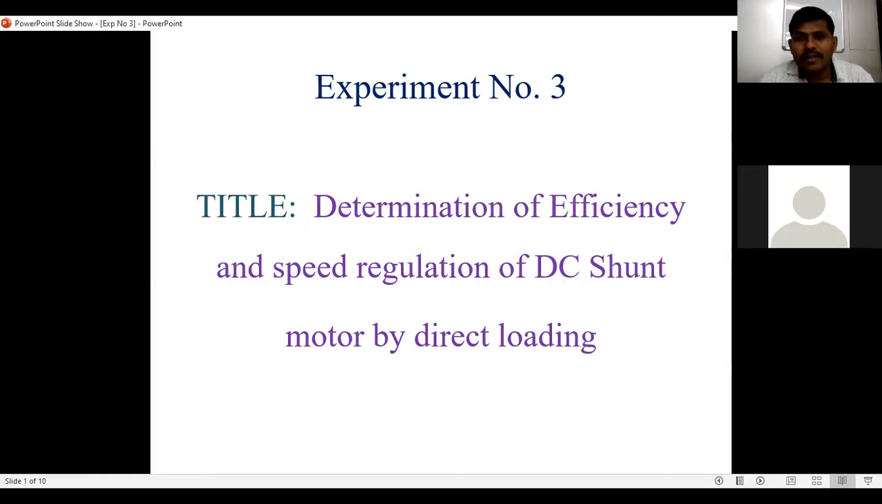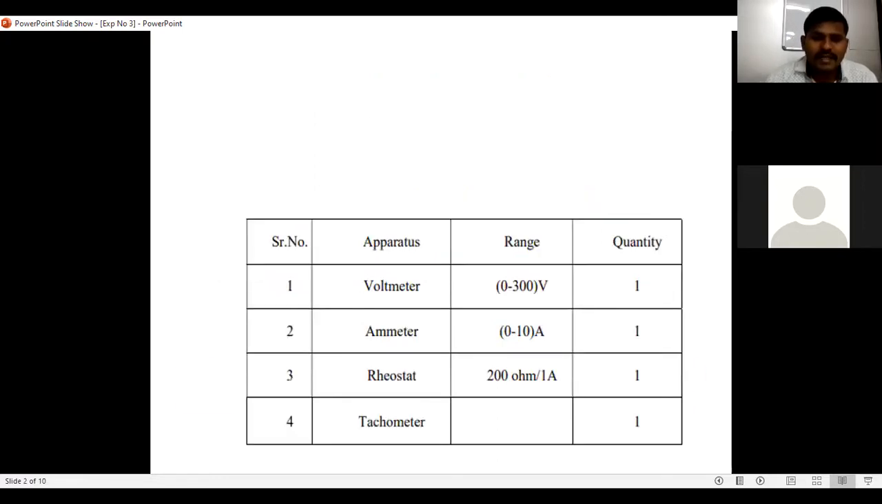But direct loading is nothing but the output of the DC shunt motor is in the form of mechanical, so we are directly putting a mechanical load on that machine. So this is the title.